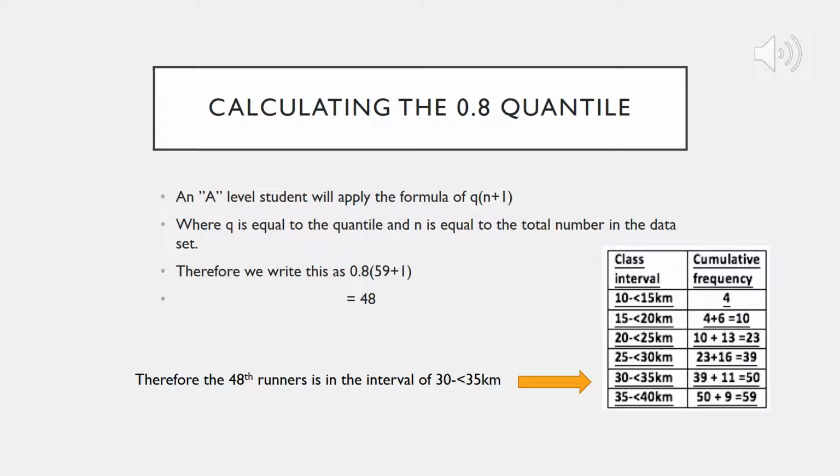0.8 times (59 plus 1). This is calculated to be 48. From this, we know by looking in our cumulative frequency table that 48 lies in the 30 to 35 kilometer interval. Therefore, we can calculate the exact value for the 0.8 quantile just like we did for the previous question.